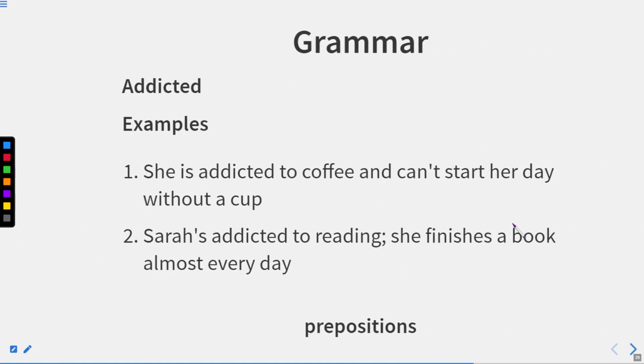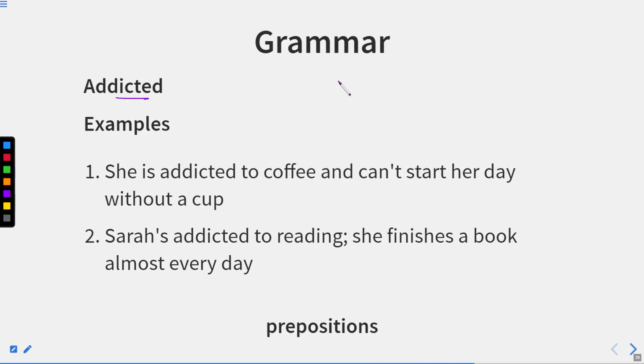Now, let us move to the next one. Addicted to, as I've told you, whenever we have addicted to, we use verb with ing. It means when we are habitual of being something. She's addicted to coffee and can't start her day without a cup. It means she necessarily wants a coffee as soon as she gets up. Now, coffee is a noun, it is not a verb, so we cannot make it ing form.